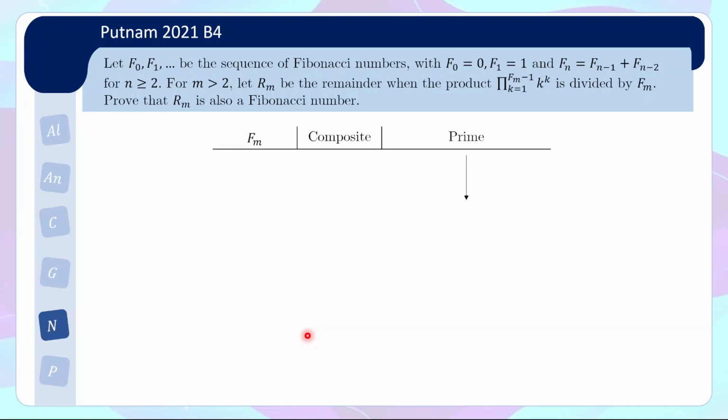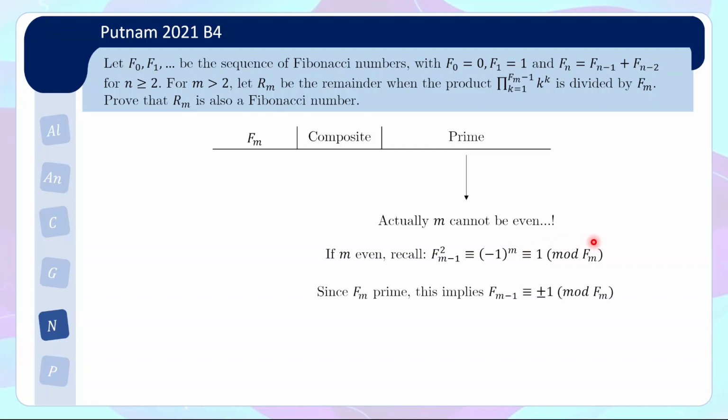Recall that we are trying to prove the solution when Fm is a prime. The funny thing is that when Fm is a prime, this is another nice fact about Fibonacci numbers: m cannot be even. Why is that so? If m is even, recall our corollary. Fm minus 1 squared is congruent to minus 1 to the power m, which is congruent to 1 because m is even, mod Fm. Now, Fm is prime. That's what we assume.